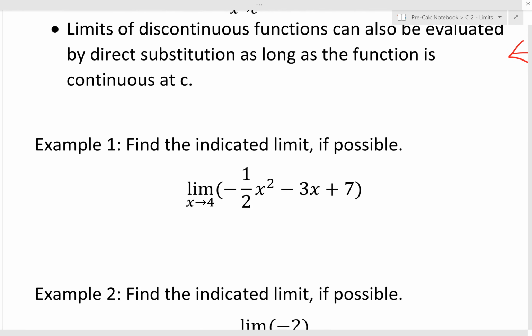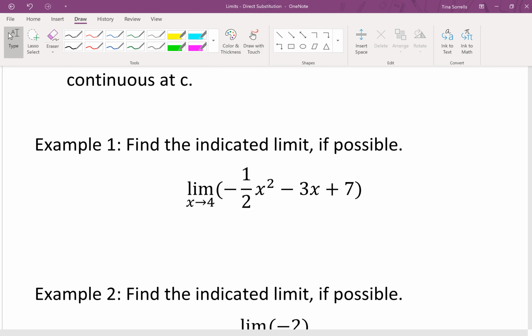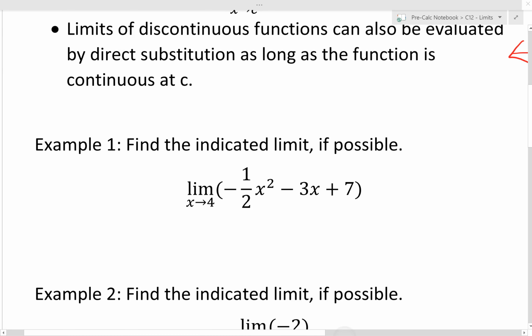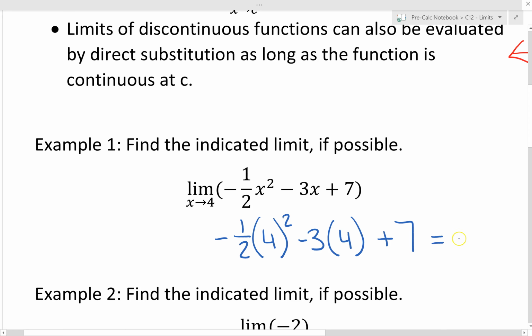So if you look at this first example I have, this is just a quadratic. So therefore we have a parabola. So therefore we could just substitute it in. So we would have -1/2 times 4 squared minus 3 times 4 plus 7. Type that all into your calculator or do it by hand, and we would get -13. So this is a quadratic. From a limit approaching 4 from both sides, we will come to a value.